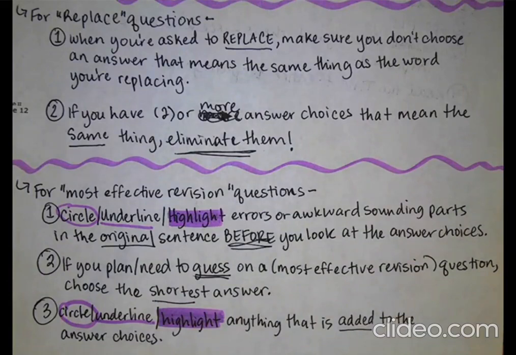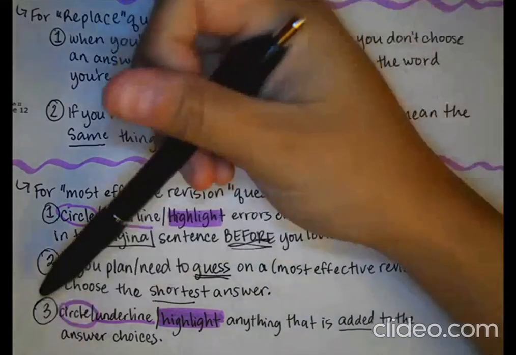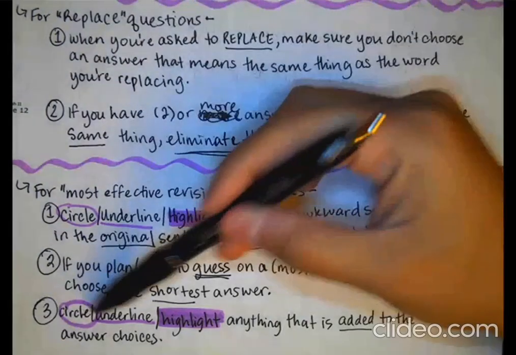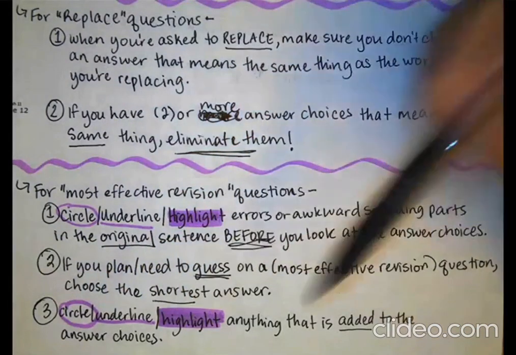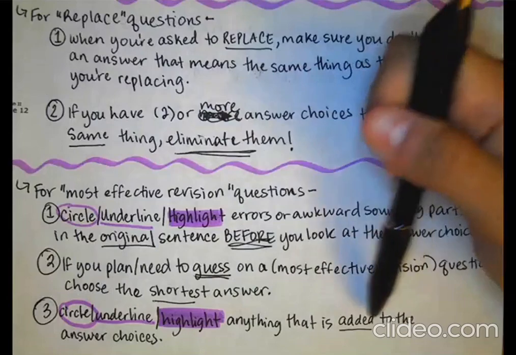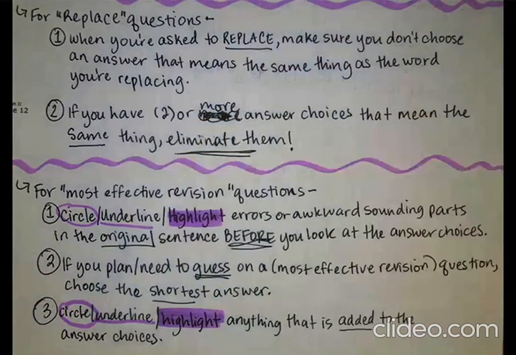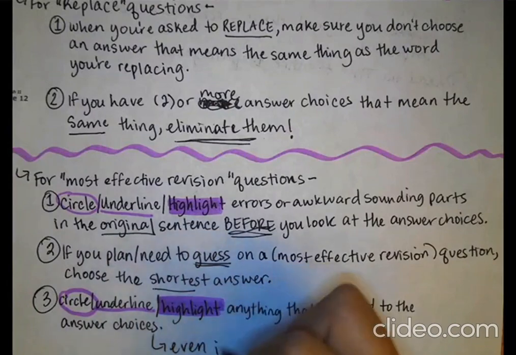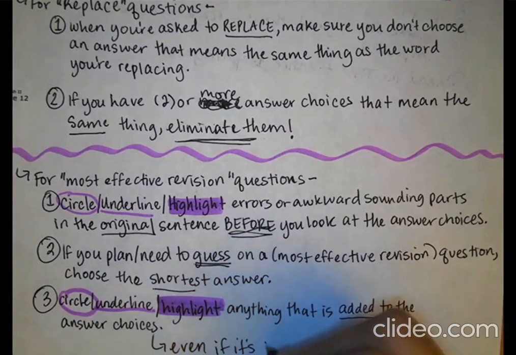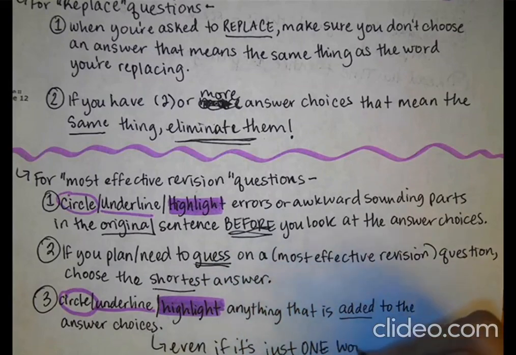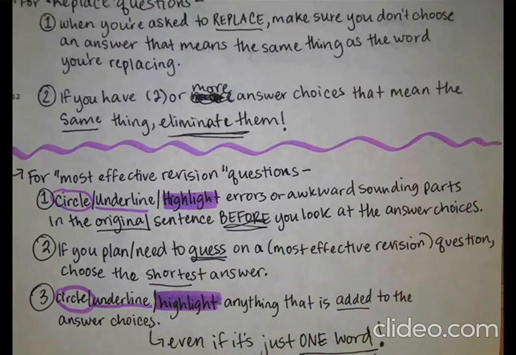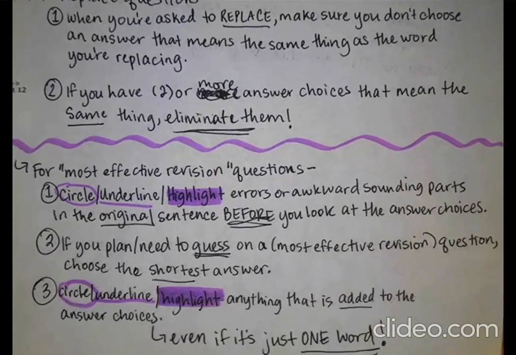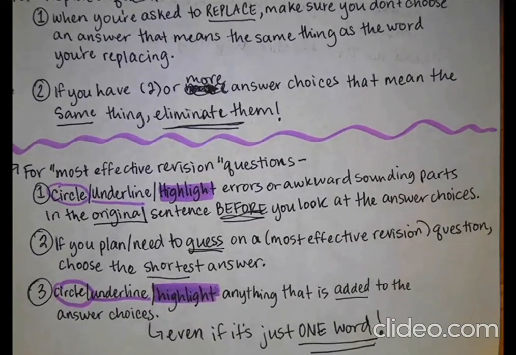Okay? Tip number 3, circle, underline, highlight anything that is added to the answer choice. And I should add here, even if it's just one word. Okay? Even if it's just one word, make a note of it.